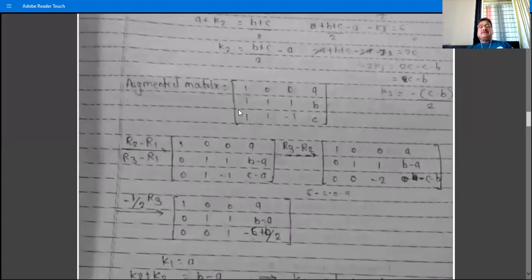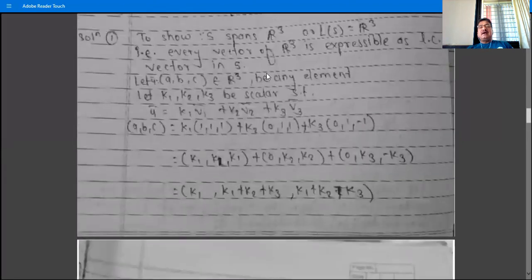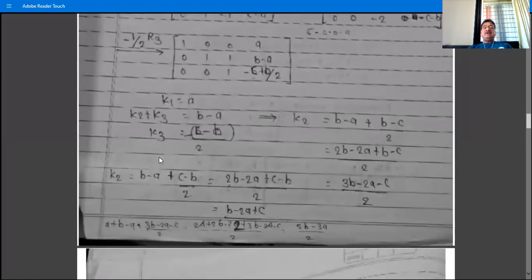So if the system is inconsistent, then we say K1, K2, K3 do not exist, and in that case we say this ABC is not a linear combination of these 3 vectors. But here the system is consistent. Now we have to find the values of K1, K2, K3.